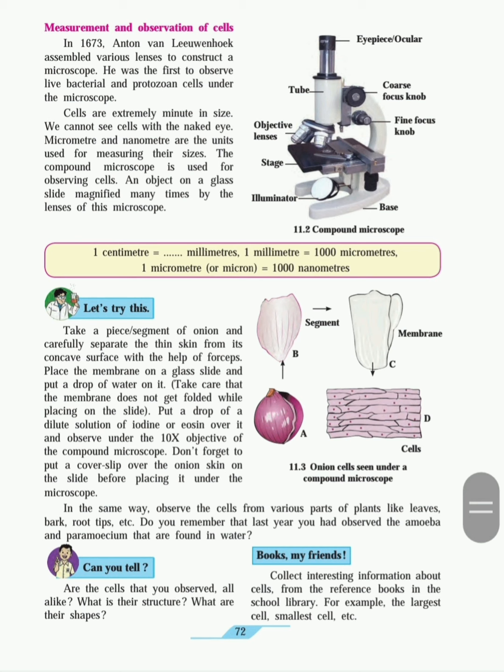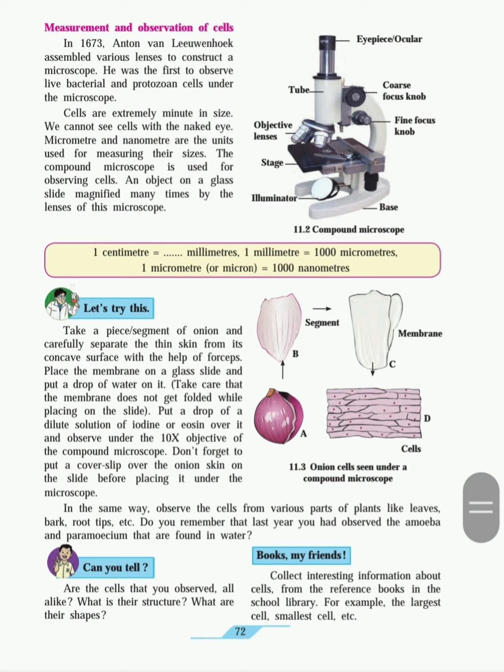So let's start with the measurement and observation of cells. Cells are extremely minute in size. They are very, very small in size. We cannot see the cells with our naked eyes. Micrometer and nanometer are the units used for measuring their sizes. The compound microscope is used for observing cells. An object on a glass slide is magnified many times by the lenses of this microscope.